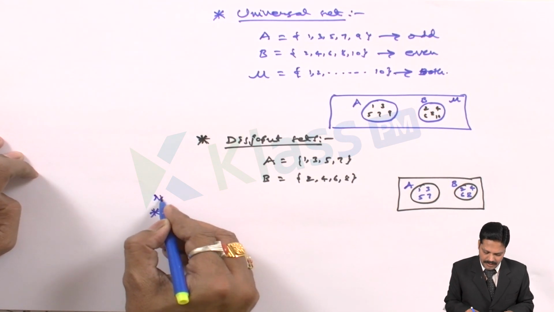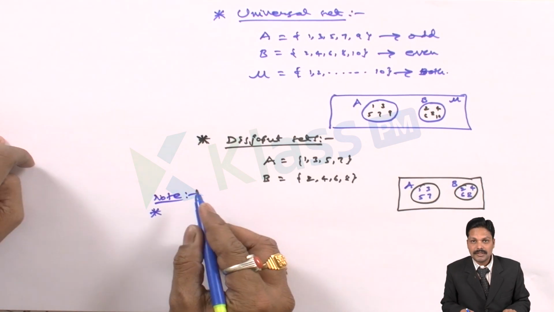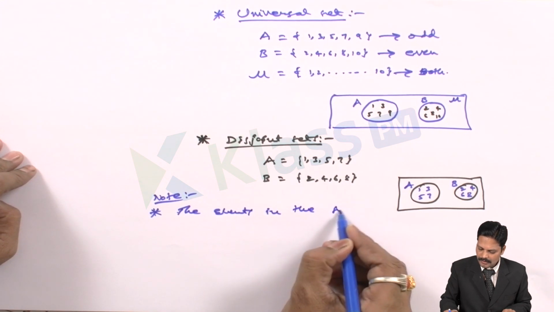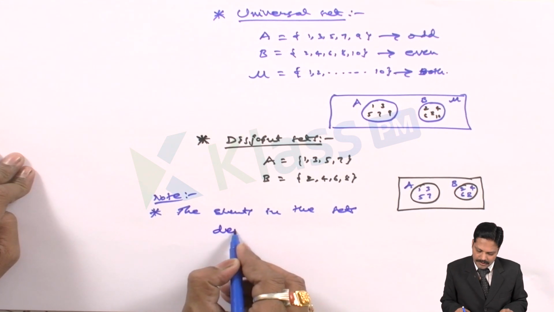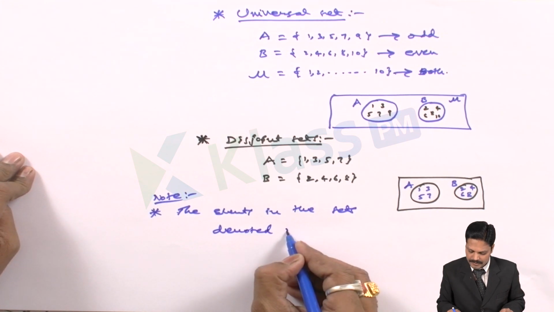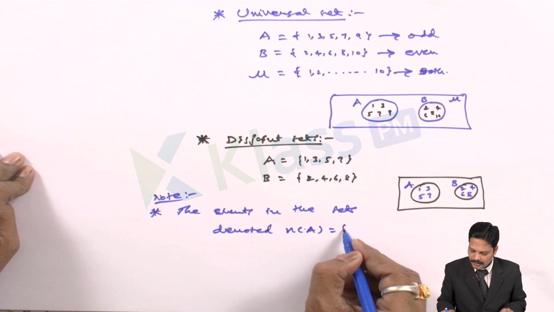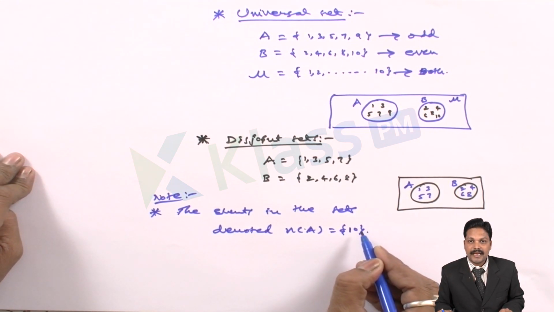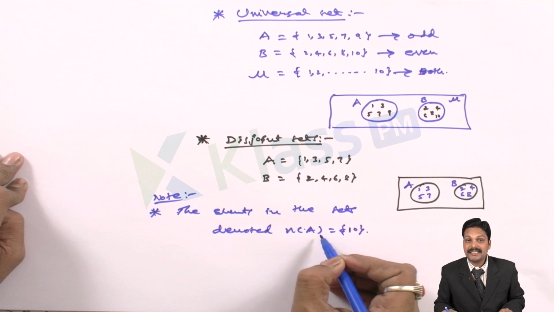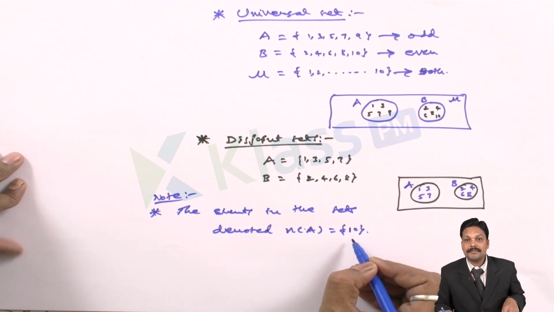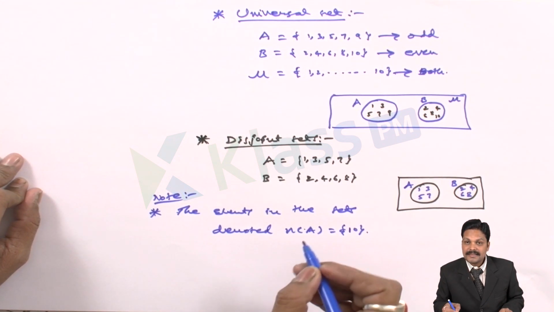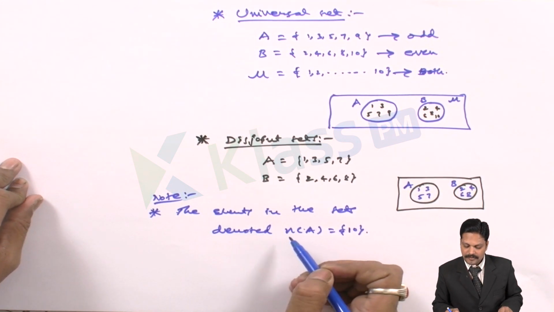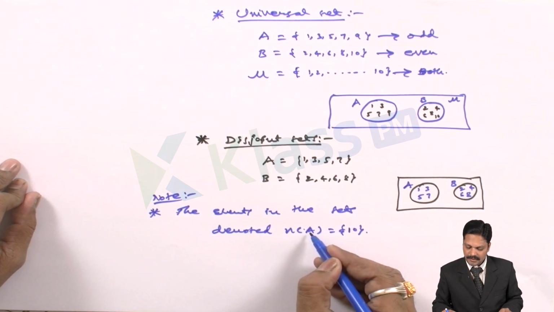And one more point we are having here, one note: the number of elements in the set. If the number of elements is 10, how can we say? These 10 elements are in the set A. So the total number of elements in a set is denoted with n of A.